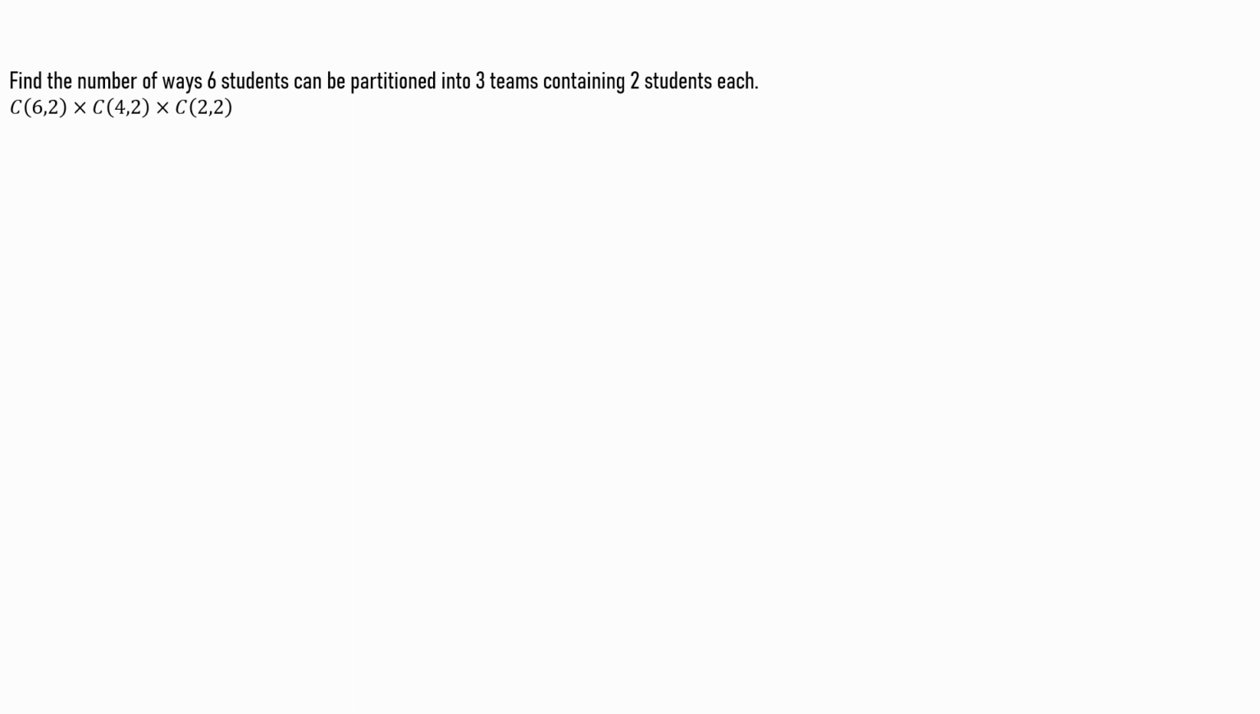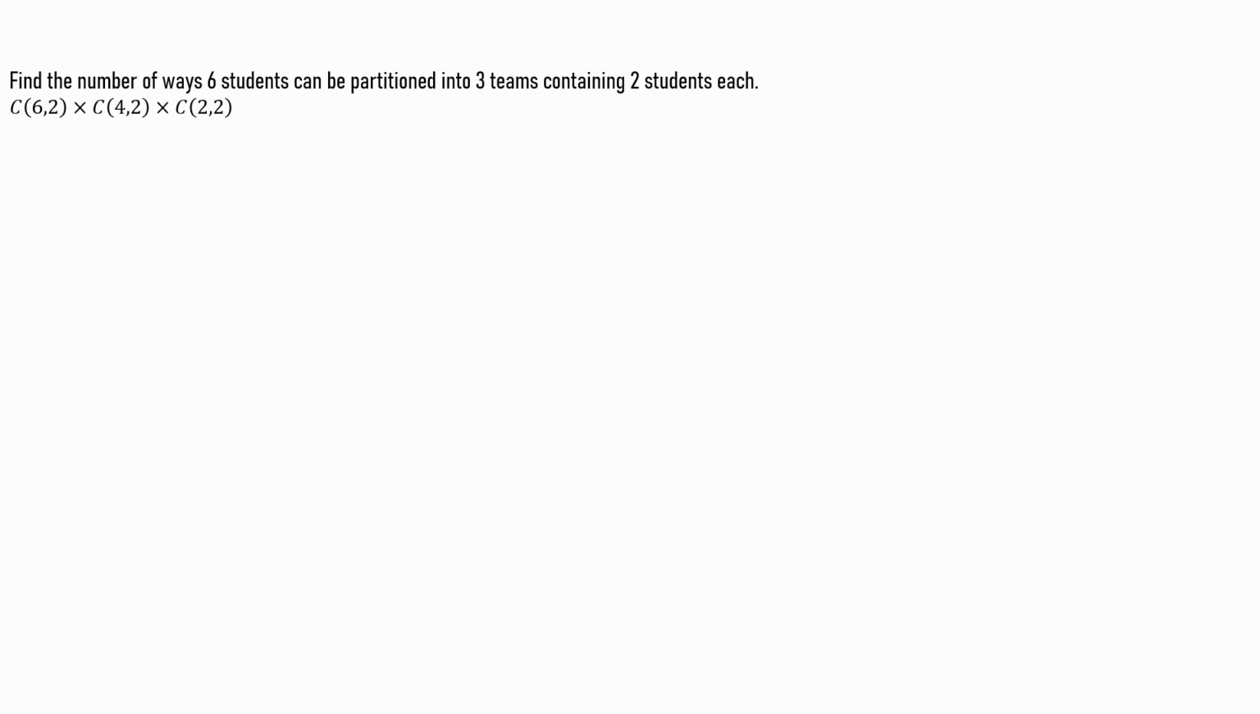So bakit ganyan? Yung una, yan yung para sa pagpili sa unang team. So ilang ways na meron 6 students, tapos kukuha tayo ng 2 at a time, ilalagay natin dun sa unang team. Tapos yung pangalawa naman, dahil 4 na lang yung natira, ilang ways pwedeng makakuha ng 2 students from that pool of 4 students para dun sa pangalawang team.